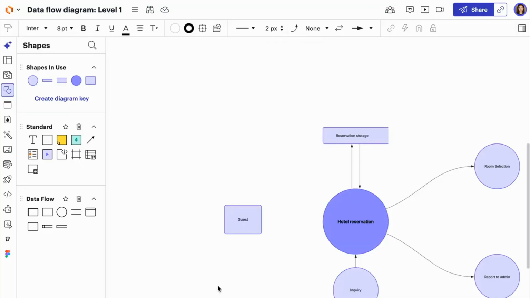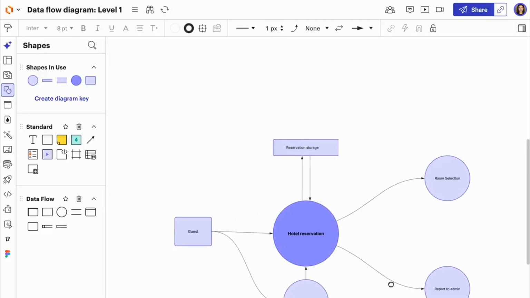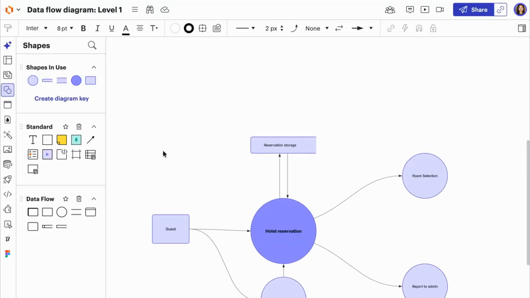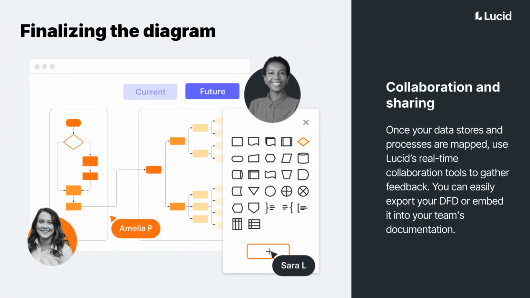Next, add processes to show how that data is transformed. Use Lucid's auto-formatting to snap shapes into place and connect them with arrows to define the specific direction of data flow. With your DFD complete, you have a powerful tool for system analysis. Use Lucid's sharing features to align your team and ensure every data path is accounted for accurately.